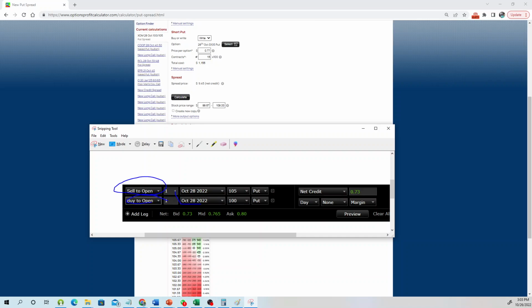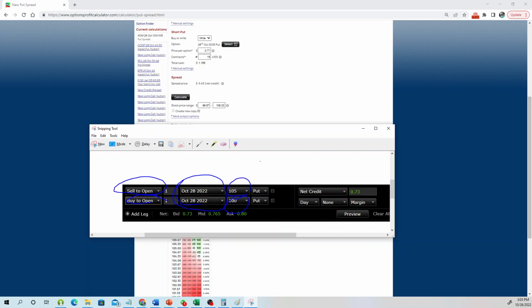The expiration dates are going to be the same on both of them. And then you're going to look at where those strike prices are and the fact that it's a put. You're going to be doing a net credit because you're selling contracts that cost way more than the contracts that you're buying. So that's going to be a net credit.